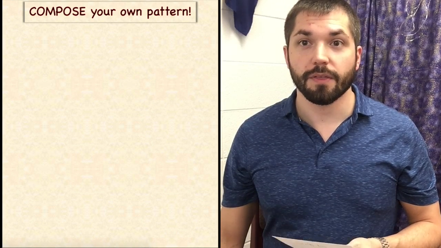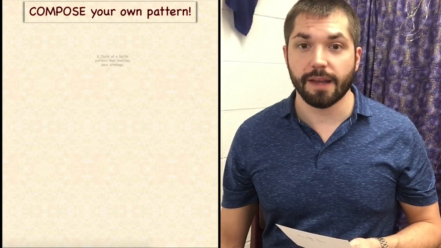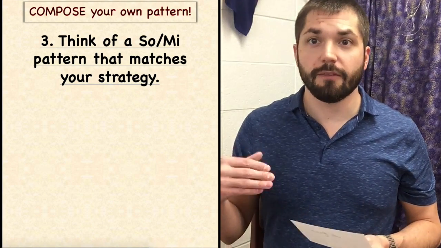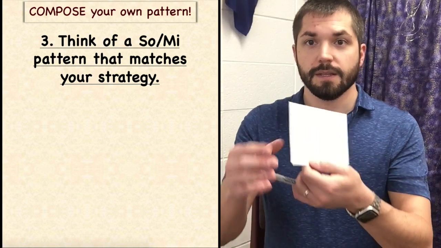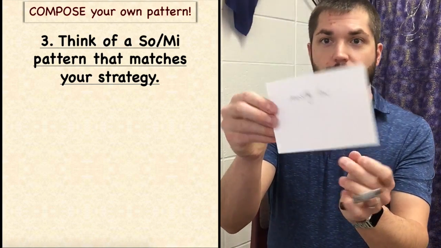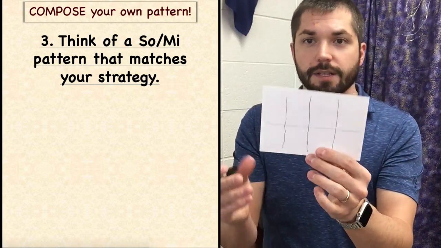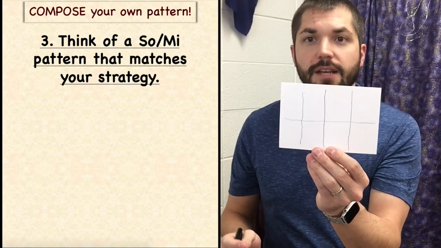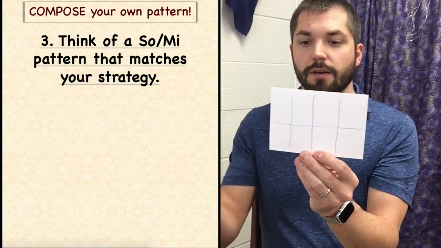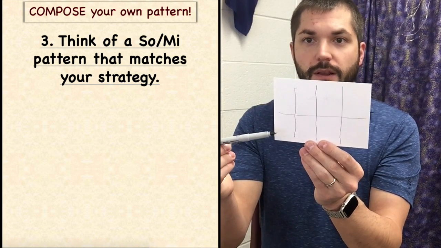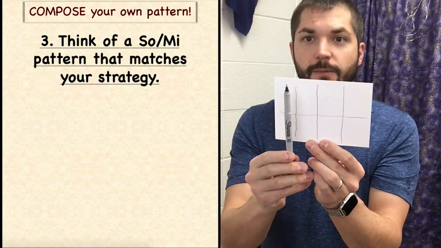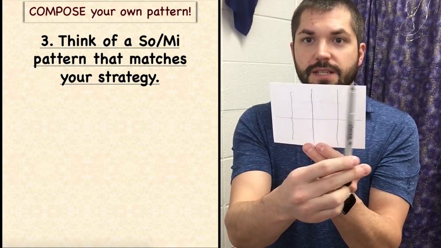Okay, our third step after we've picked our strategy is now we need to think of our so me pattern that matches our strategy. So we wrote our strategy on the back. Let's flip it back over to the front. And now we have a chart kind of like our patterns that we saw earlier. If something is above the line, it's going to be so. If it's below the line, it's going to be me. And we have 4 spaces to do that.